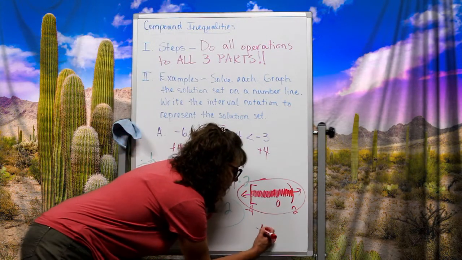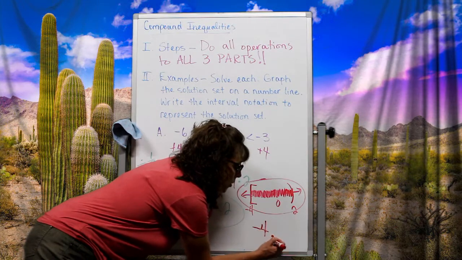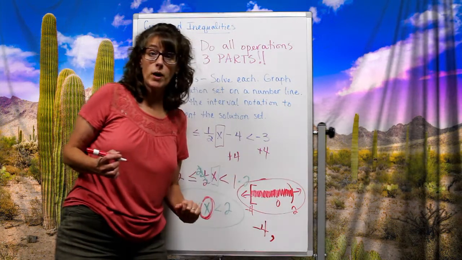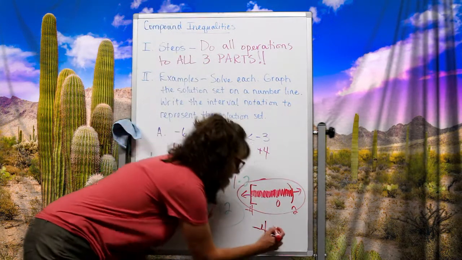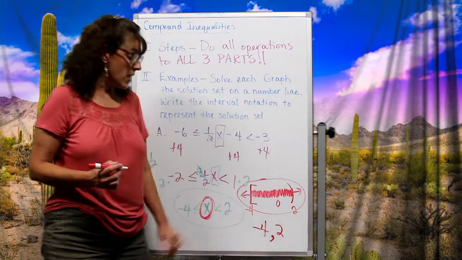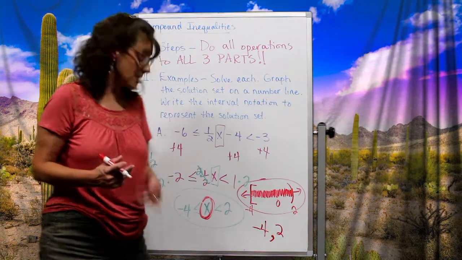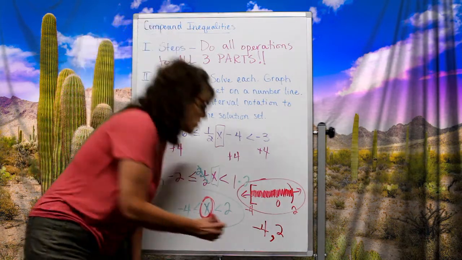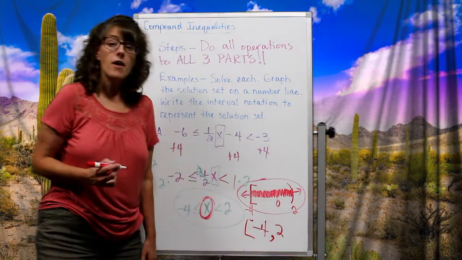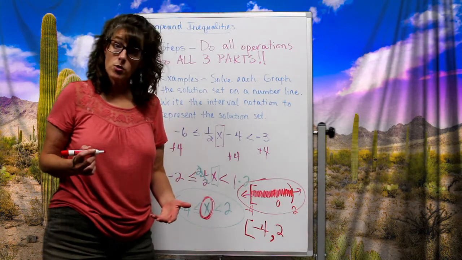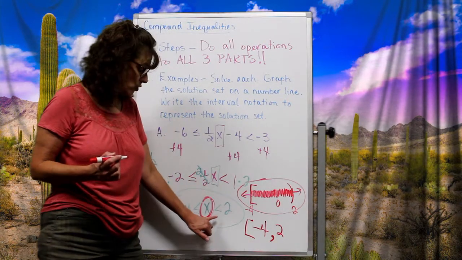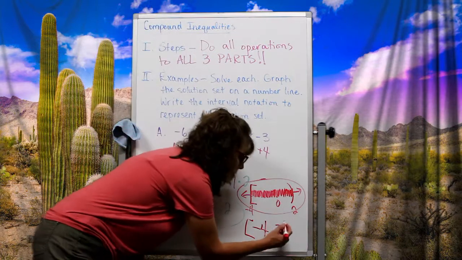Certainly at that -4. So I'll start at the -4. I'll go all the way up to where? Yeah, all the way up to that 2. Now, that -4, once again, is it a part of the solution set? Yes, it is, because there's an equal to part. So like we said before, it gets a bracket. That 2, is it a part of the solution set? No, it's not, because there's no equal to part there. So it gets a parentheses.